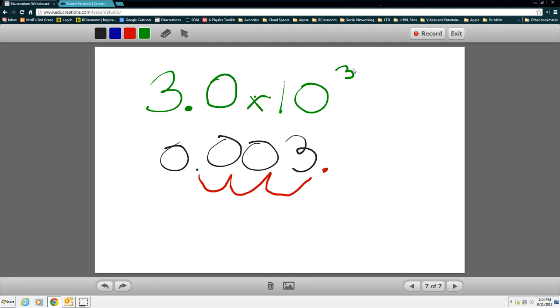1,000. If I multiply 3 times 1,000, what do I get? 3,000. Is that this number? No, it's 3,000th. So my exponent actually has to be what? Negative. It has to be negative. So if I move the decimal to the right, then my exponent is going to become more what? It's going to become more negative. It's going to become smaller. Okay? Let's do another example.